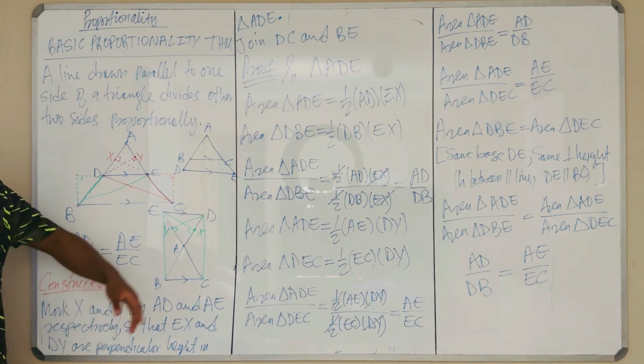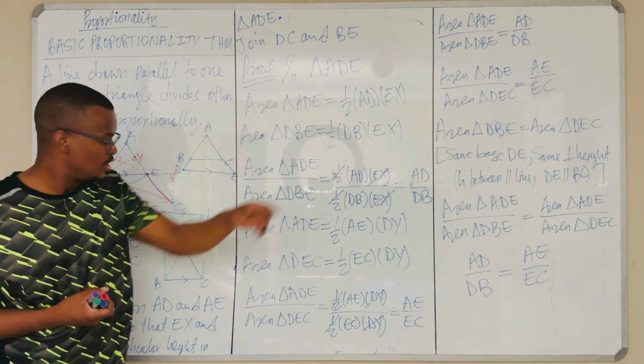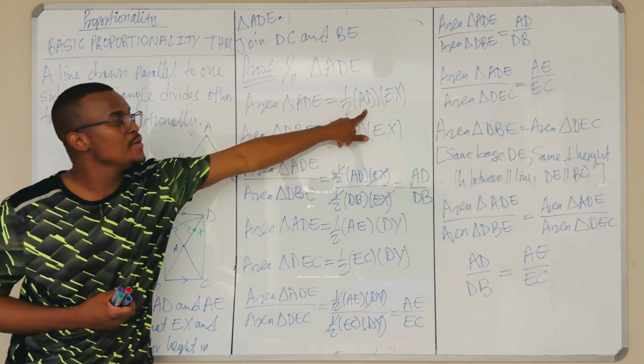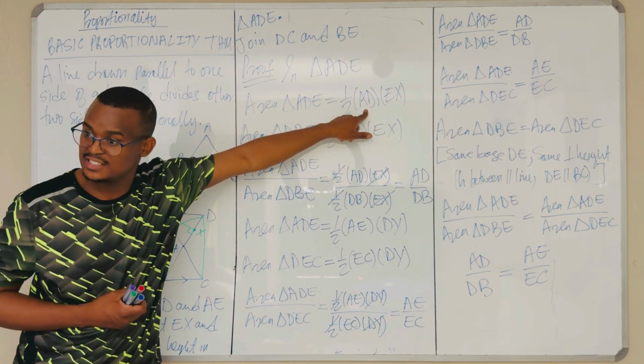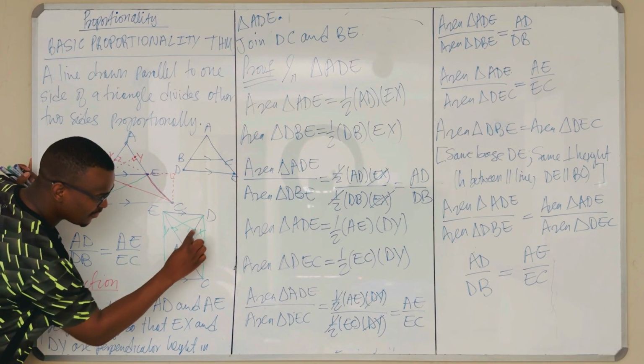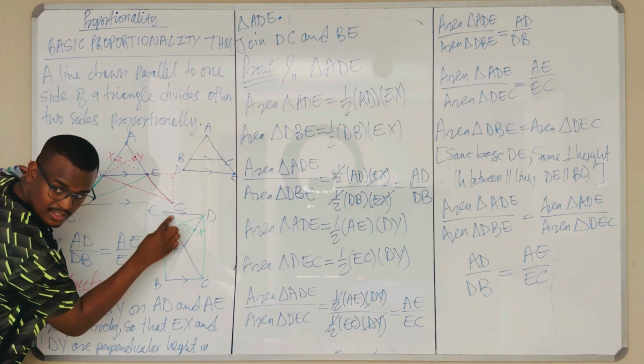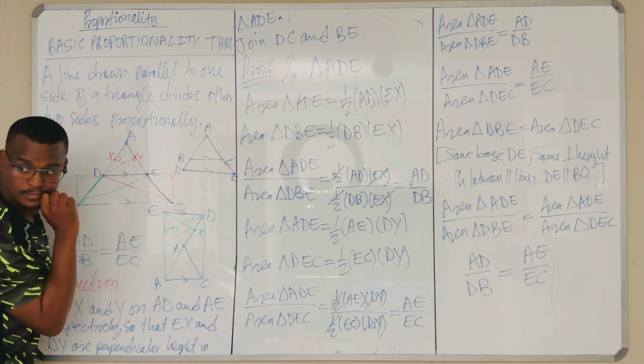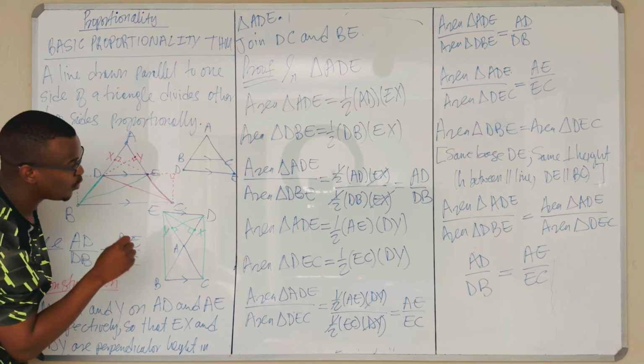Okay. Now you want to calculate the area of ADE. Let's look at ADE, and what involves AD. Here's AD. So it's going to be half AD times the perpendicular height, which is what? Which is AX. Look at that.